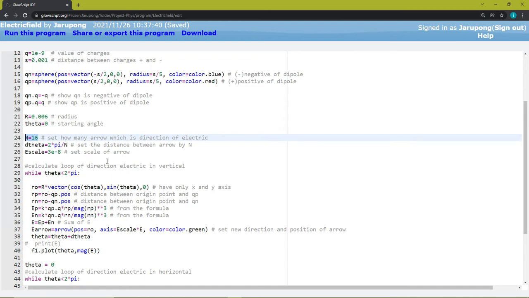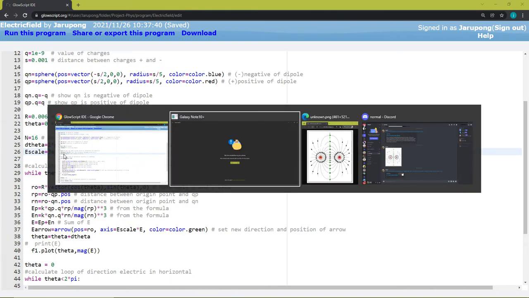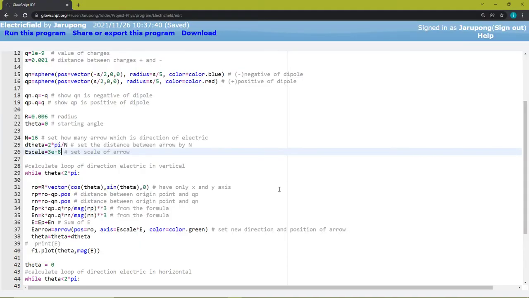Next one, theta equal to 2 pi. I already told that again in theory. And the scale, this one is used to set the scale of the arrow, or the scale of the direction of the electric field. Oh, I forgot to tell you, the arrow is used to represent the direction of the electric field.